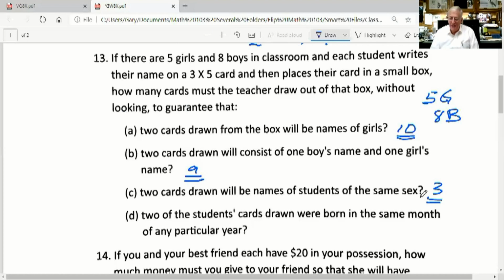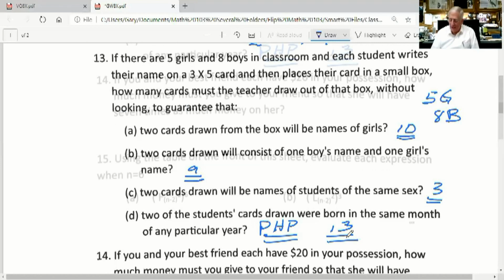Remember, this is a principle known as the PHP, the pigeonhole principle. Duplication would have to occur when? On the 13th card. Definitely. So she has to draw 13 cards. That way she knows there has to be at least one duplication. Now there's probably more in there, but to guarantee it, she'd have to draw all 13 cards out. A little different question, huh? All right, let's go on.